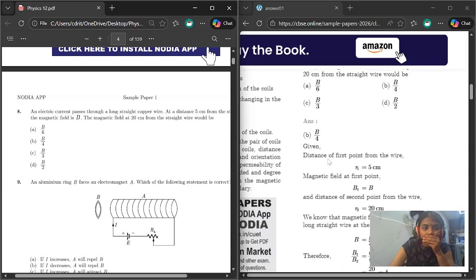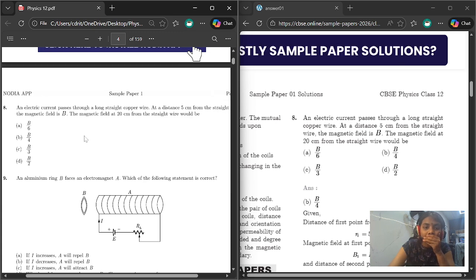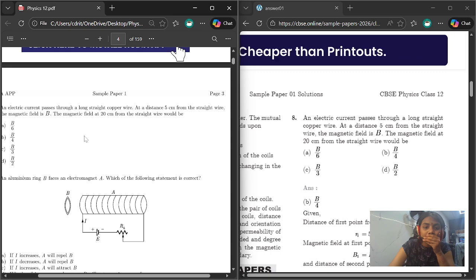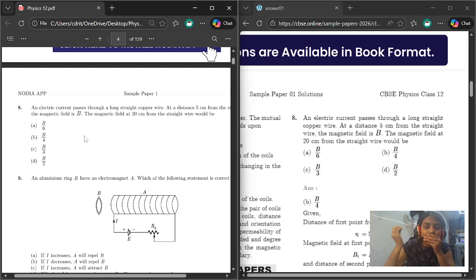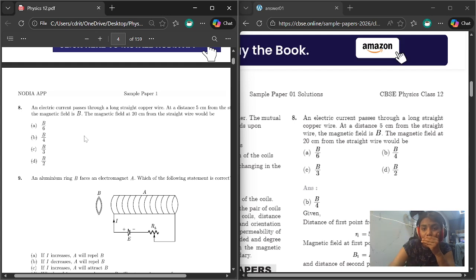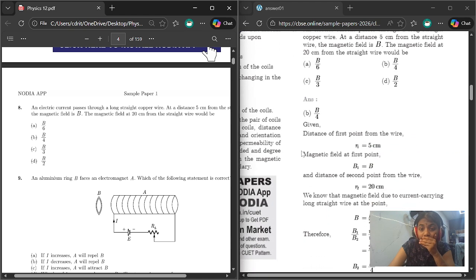Eighth question, they're asking: an electric current passes through a long straight copper wire. At a distance 5 centimeter from the straight wire, the magnetic field is B. The magnetic field at 20 centimeter from the straight wire will be? The answer is B by 4.